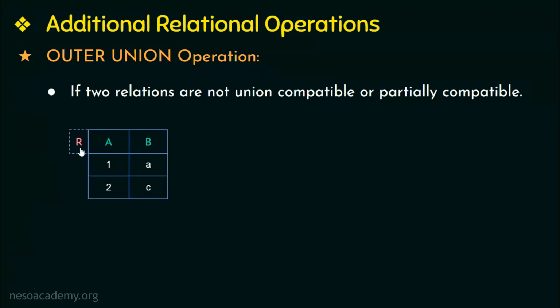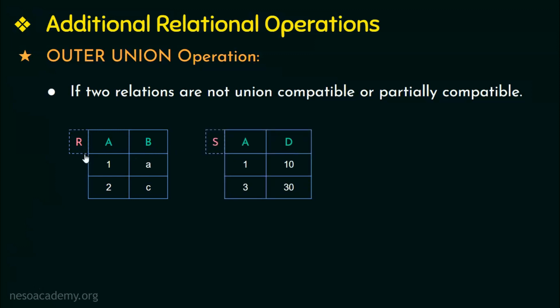Here I'm taking a relation R with attributes A and B and relation S with attributes A and D. We see that these two relations are partially compatible because they have the same number of attributes. Relation R is of degree 2 or it has 2 attributes. Also, relation S is of degree 2. Therefore, that condition of union compatibility is satisfied, that is, they have the same degree. But we see that the domains of the attributes are not the same. The data types of the two A attributes match, but the data types of B and D do not match. Hence, the second condition of union compatibility is not satisfied. Therefore, these two relations are partially compatible.